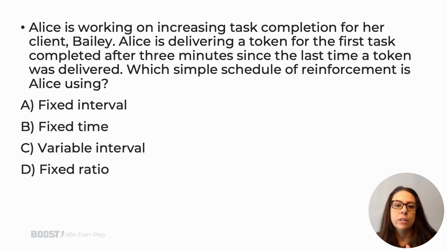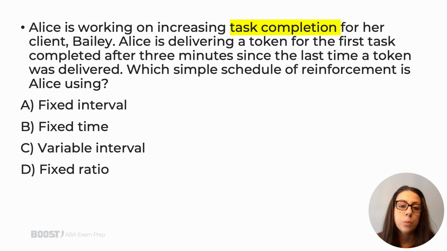Now, just for fun, we'll take a look at those answer choices. So we've got fixed interval, fixed time, variable interval, and fixed ratio. So we should know what all these words mean together and in isolation. Now let's go back to the question. So we read the lead-in, which simple schedule of reinforcement is Alice using? And then I read the whole thing. So Alice is working on increasing task completion for her client, Bailey. Alice is delivering a token for the first task completed after 3 minutes since the last time a token was delivered. Which simple schedule of reinforcement is Alice using?